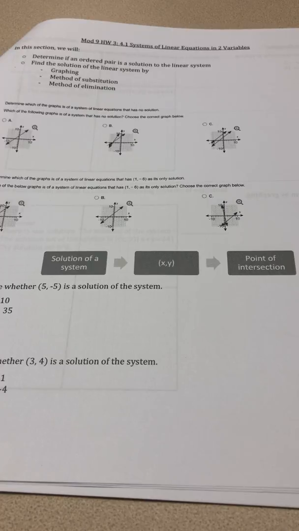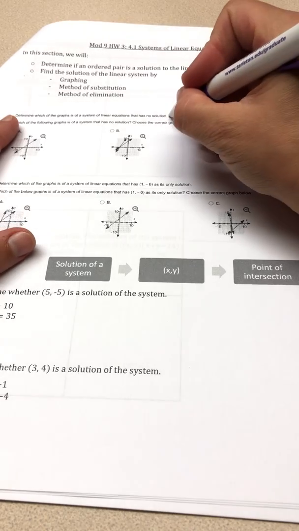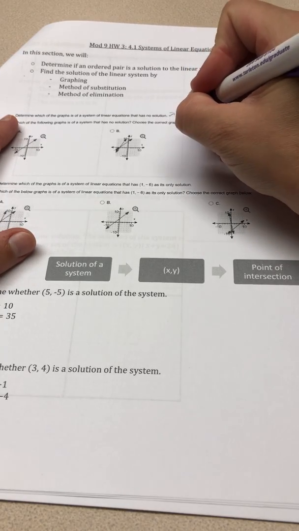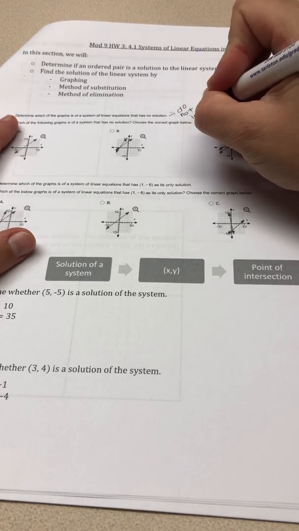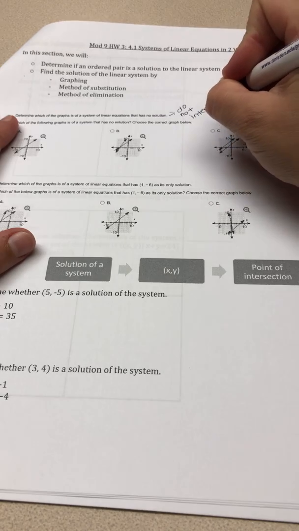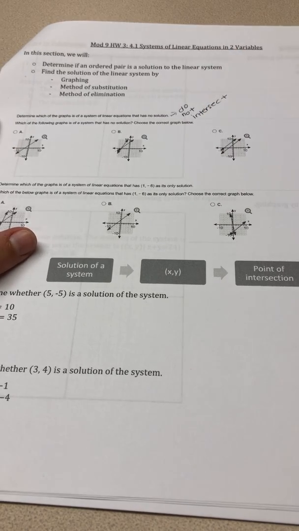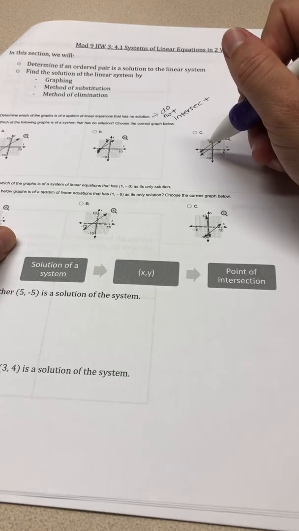This first one says, determine which of the graphs of the system of linear equations has no solution. If there's no solution, that means the two lines do not intersect. So which one of these has two lines that don't intersect? This would be C.